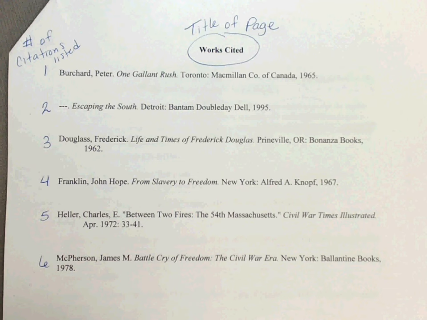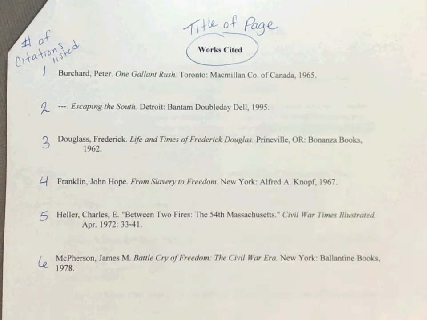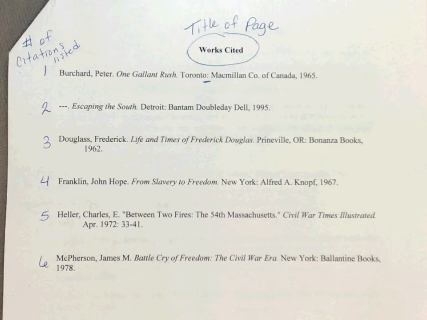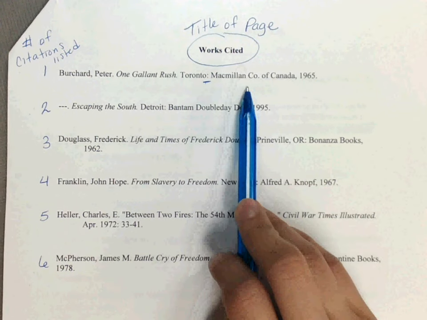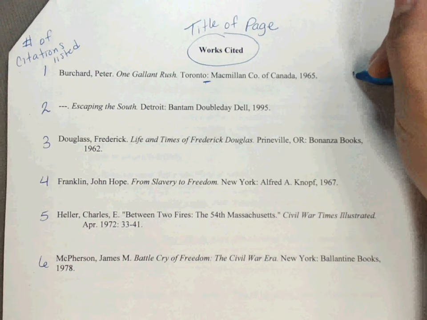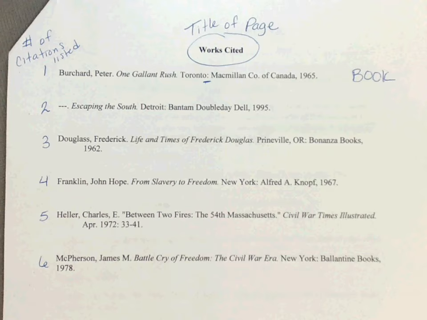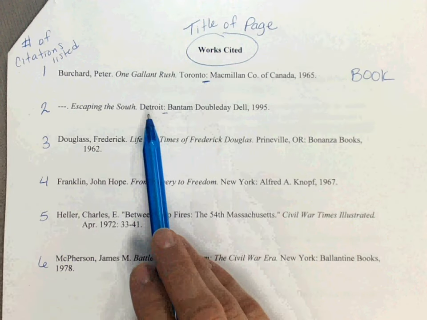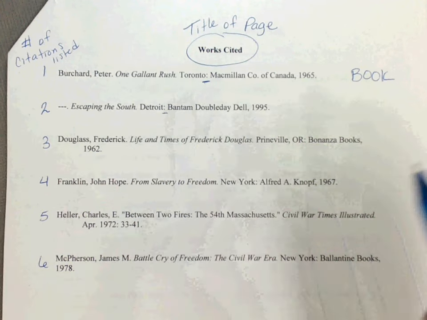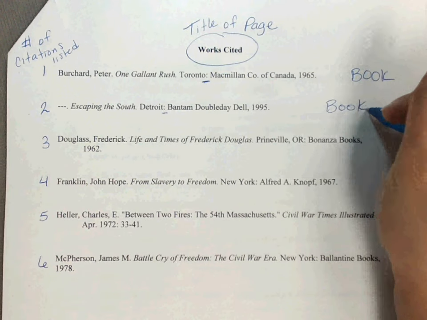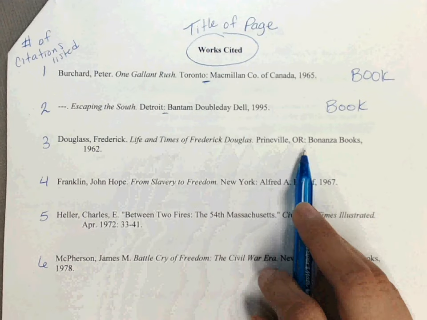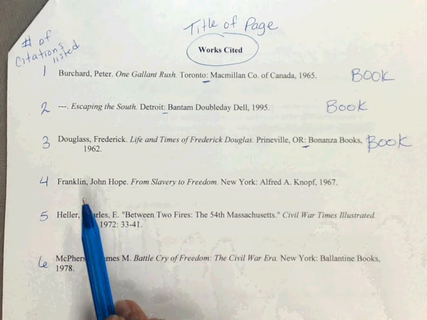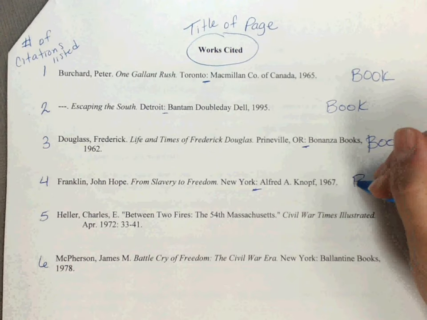Now let's look at the types of sources that we have listed here. Since in our first citation there is a colon with the place of publication and the publisher name after, we know that that is a book. If you look at the next one, we again have the colon with the publisher or place of publication and the publisher listed, so that is also a book. The third one has the same thing, so we know it's a book.